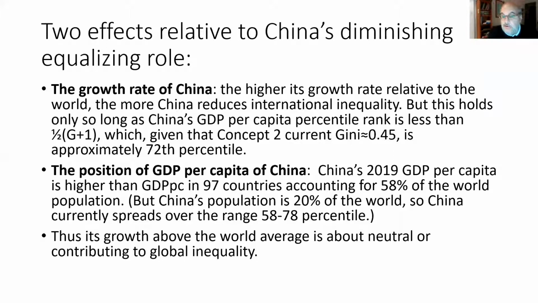As China continues becoming richer and richer, as you can see here, China's GDP per capita is now higher than the GDP per capita of 97 countries in the world, accounting for almost 60% of the world population. And as China becomes even richer, it would actually begin contributing to global inequality. So this is a very important point for many people because we are still used to saying, well, if China continues growing at 6%, it would reduce global inequality. It is no longer the case.